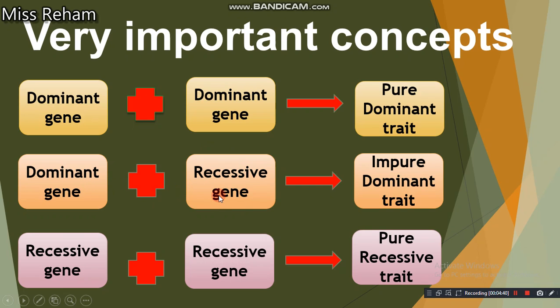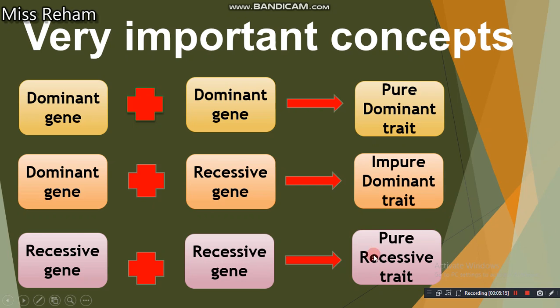Different genes, so this produces impure dominant traits. Why can't we say here impure recessive traits? Pay attention. Recessive trait is always pure. Again, recessive trait is always pure. We can't say impure recessive trait.